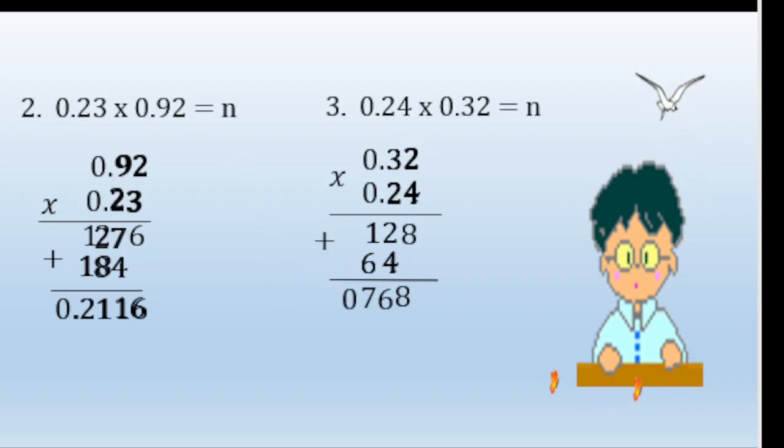Okay, then put in the decimal point. Okay, so your answer is 768 ten-thousandths. Okay, more example.